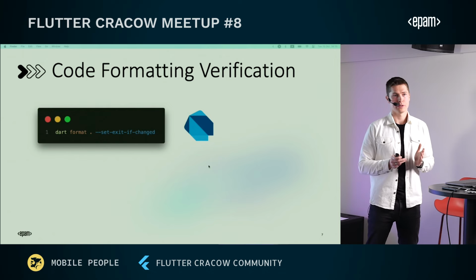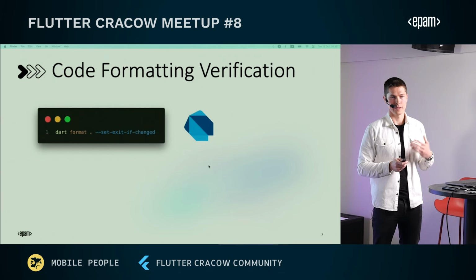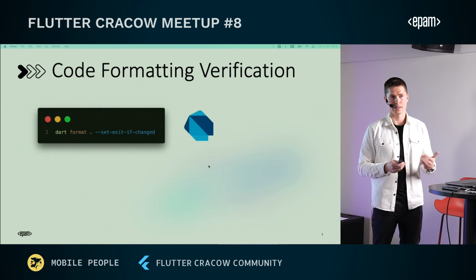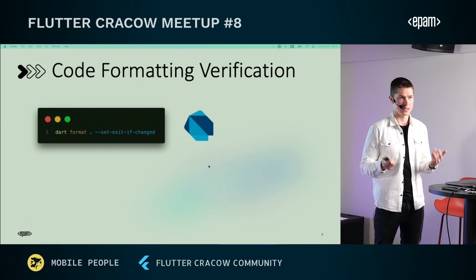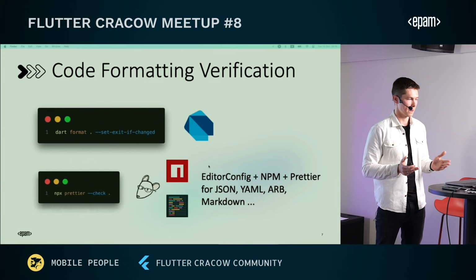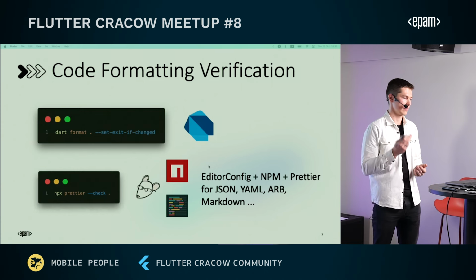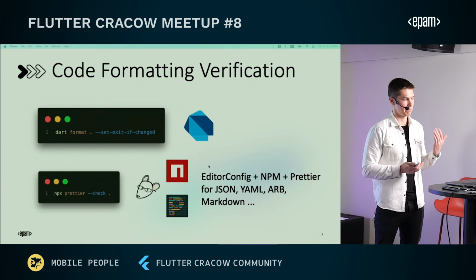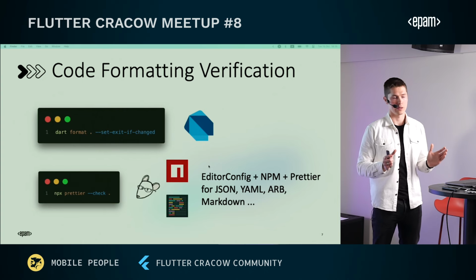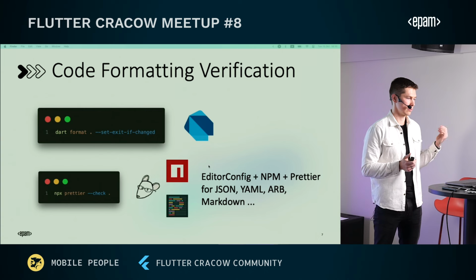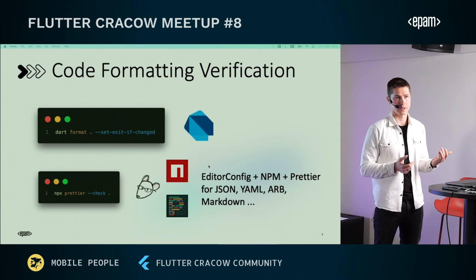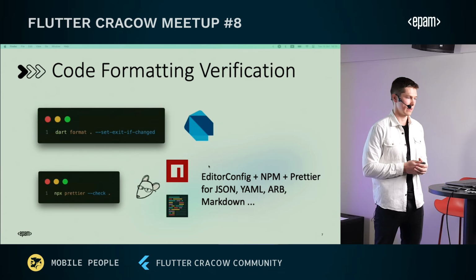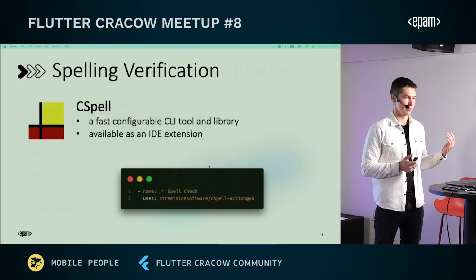formatting, but do not limit yourself to Dart files only. I believe every one of you has other types of files in your source code as well. So consider and look for more options. For example, if you take Node Package Manager plus the package called Prettier, then you can easily make sure that your JSON, YAML, HTML, Markdown, and other types of files are also well formatted and consistent. Also, making sure you are using editor config and a plugin for your IDE is something that you would want to do.